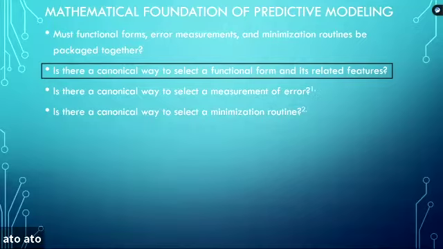Is there a canonical way to select a minimization routine? In my experience, no, but I'm open to suggestion. In my experience, theorems which demonstrate different methods of optimization often have examples. If you read a textbook on numerical analysis, it'll be something like: theorem, here's a method, here's a set of conditions where it works, here's the proof that it works, here's an example where it fails. Okay.